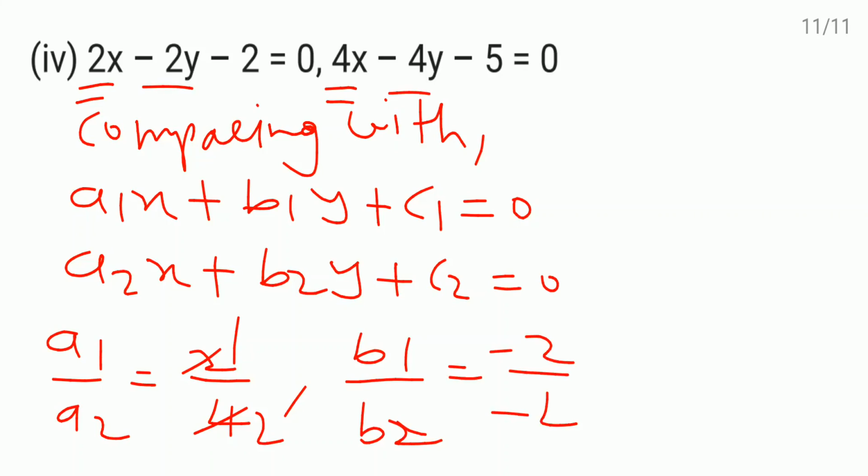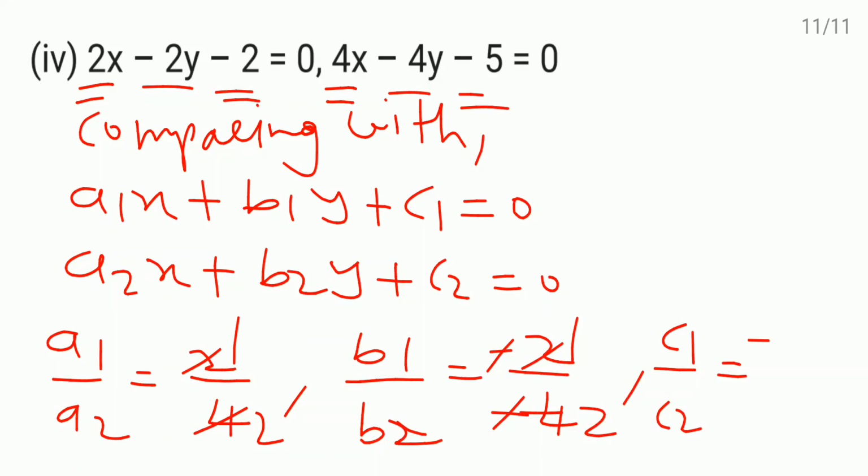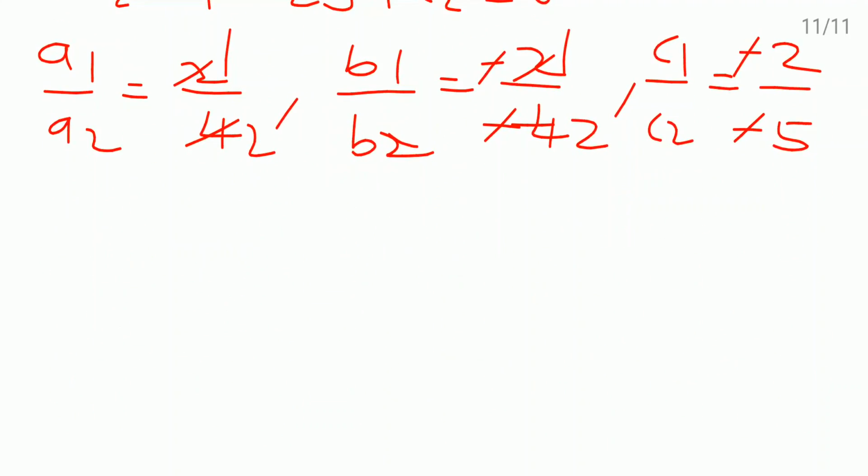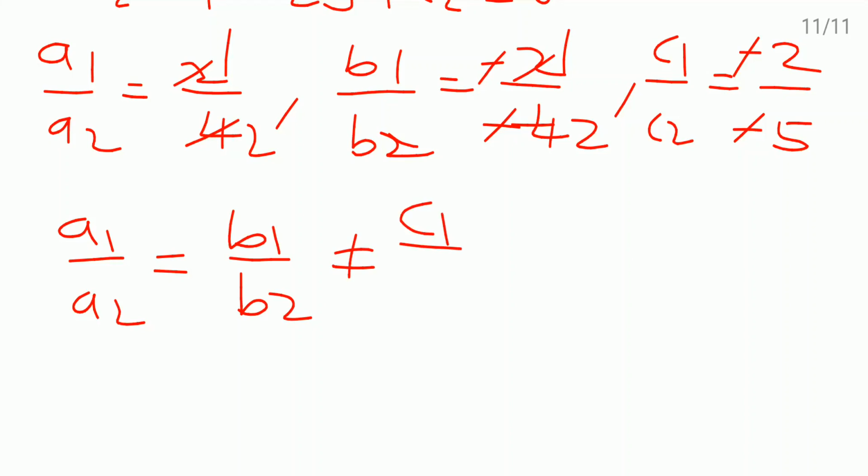Minus 2 by minus 4, minus minus cancel, 1 by 2. c1 by c2 which is equal to minus 2 and minus 5 here. Minus 2 and minus 5, minus minus cancelled. Just see the ratios. First two ratios are equal. Correct. And third one is not equal.